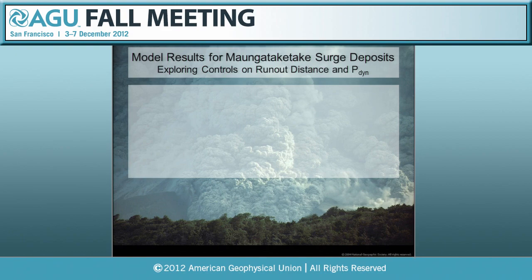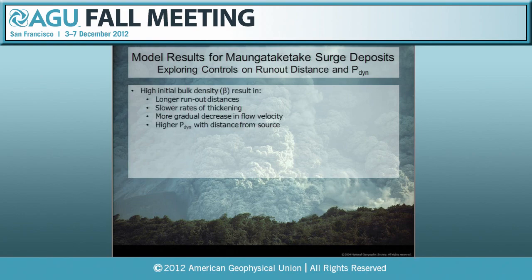Here we know that the runout distance is primarily a function of the sedimentation of the particles and the entrainment of ambient air, which is a function of the bulk density, initial thickness, and the velocity of the current, among other things. So for example, first we can vary the initial bulk density, and we see that, as we might expect, higher initial bulk densities result in longer runout distance and higher dynamic pressures with distance from source.